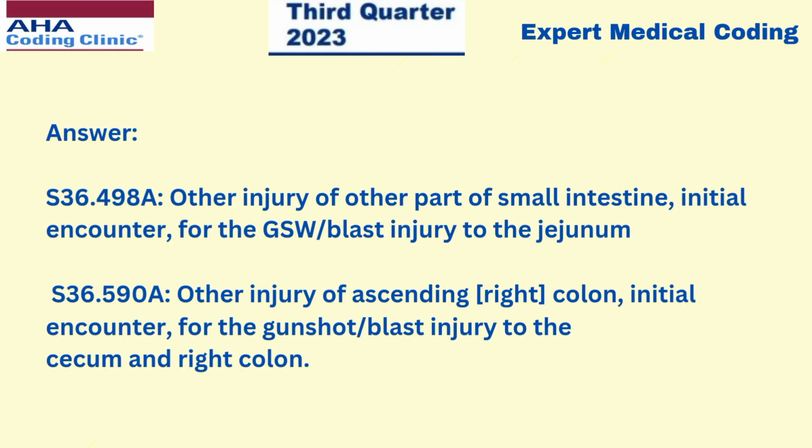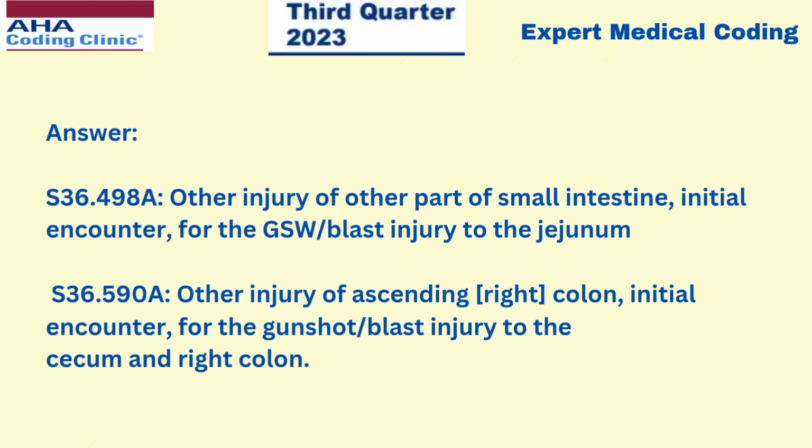S36498A. We'll get two codes. The first code is S36498A, that is for other injury of other part of small intestine, initial encounter, for the gunshot wound blast injury to the jejunum. And the next code is S36590A, other injury of ascending right colon, initial encounter, for the gunshot blast injury to the cecum and right colon.